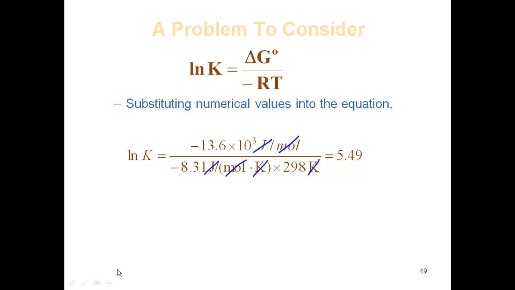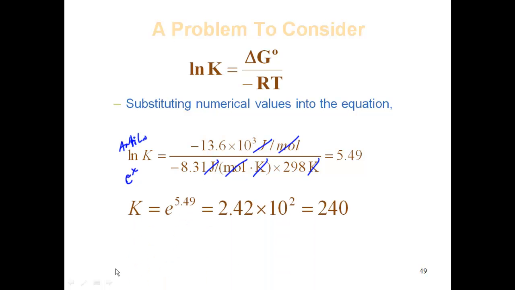Now how do we handle the natural log of K equal to 5.49? Well, what we talked about in the past, I got to do the anti-natural log, which is saying doing e to the x. So I'll take the anti-log of both sides, which means K then is equal to e to the 5.49. On your calculator, there's a button or a table where you can look up e to the x, which gives me 2.42 times 10 to the second, which is equal to 240.